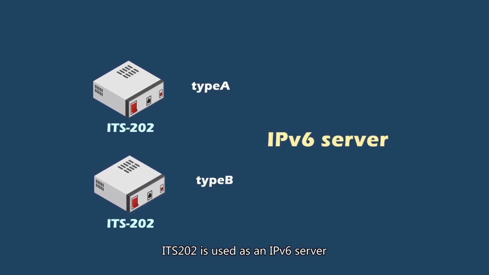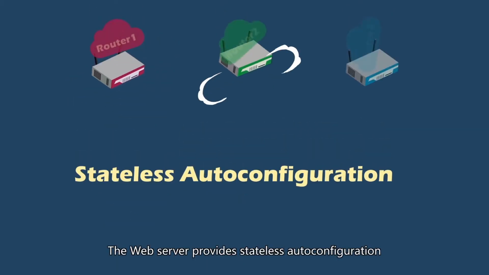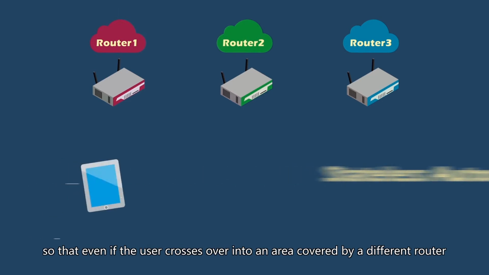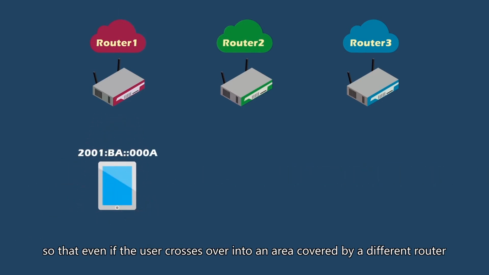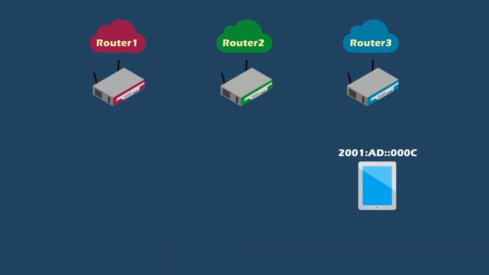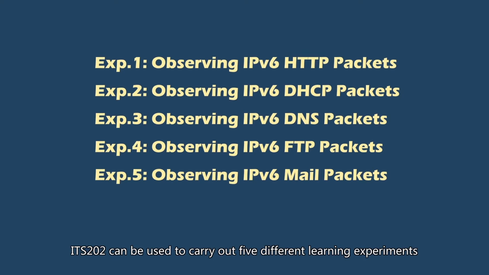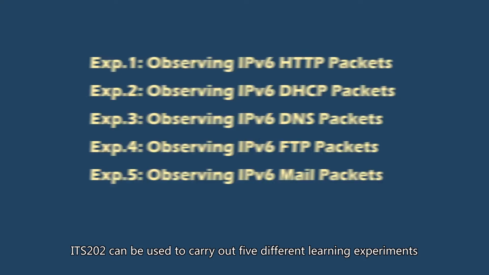ITS-202 is used as an IPv6 server. Type A provides email, FTP, and web server functions. Type B provides DHCP, DNS, and web server functions. The web server provides stateless auto-configuration, so that even if the user crosses over into an area covered by a different router, the transmission will continue. ITS-202 can be used to carry out 5 different learning experiments.